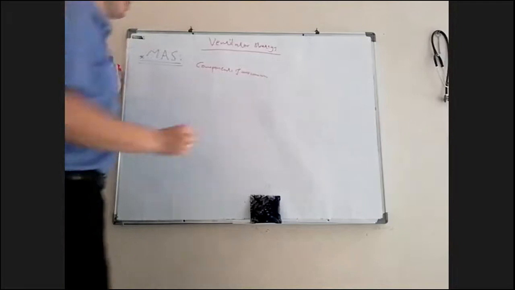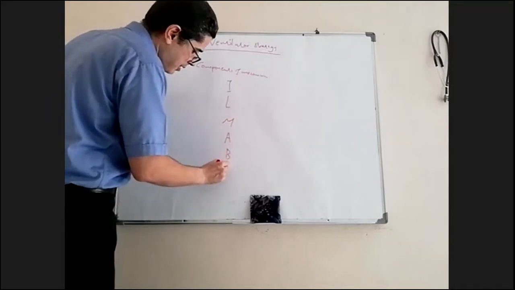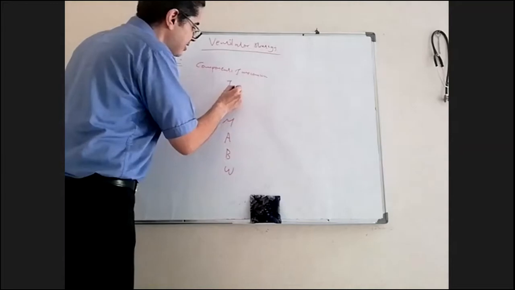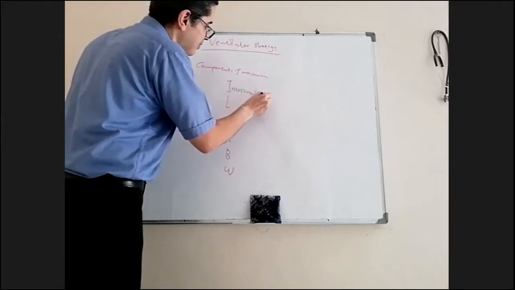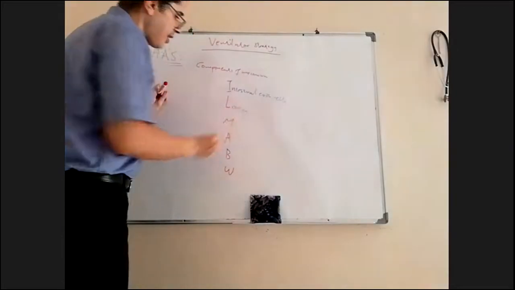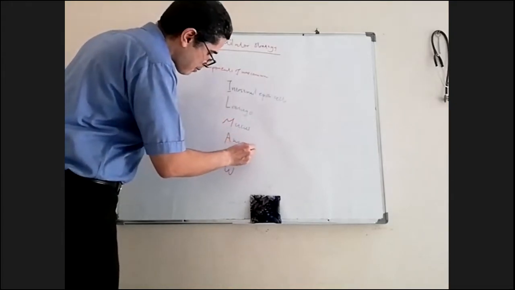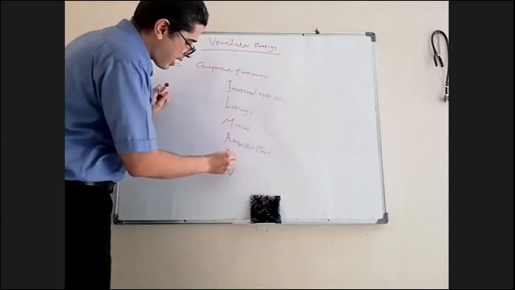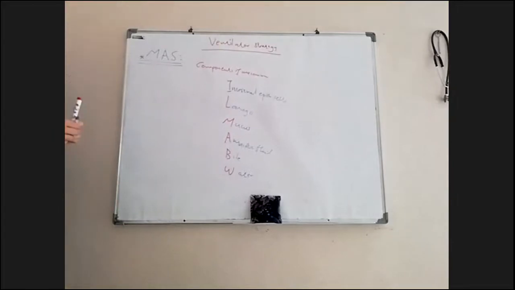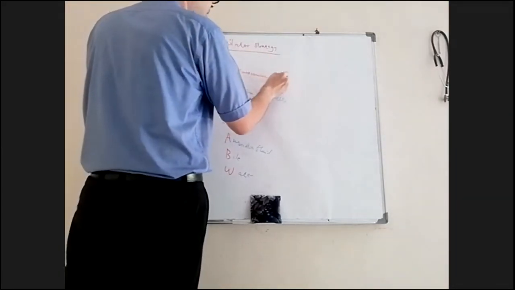It is easy to remember with the mnemonic. These are the contents of meconium: I for intestinal epithelial cells, L for lanugo, M for mucus, A for amniotic fluid, B for bile, and W for water. So these are the components of meconium. And we must know that meconium is very irritant.